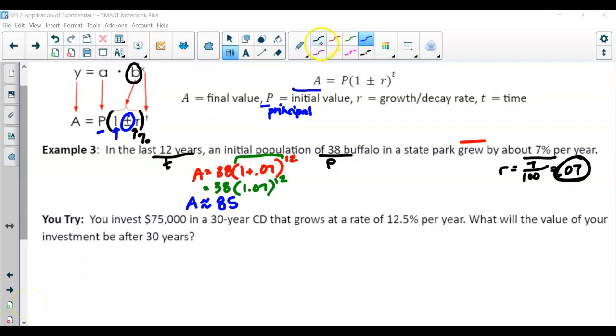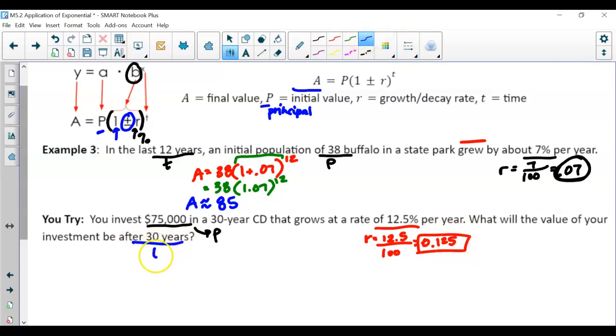And here we go. So you invested, you started at 75,000. So that is our P for a 30-year CD. Grows at a rate of, so here's our rate. However, remember, right? We cannot leave this as a percent. So per 100, divide by 100, which is 0.125. So this is our R. What will the value be after 30 years? Here's our T.